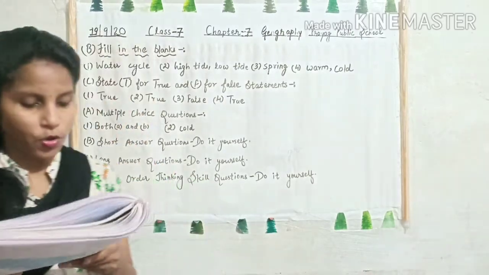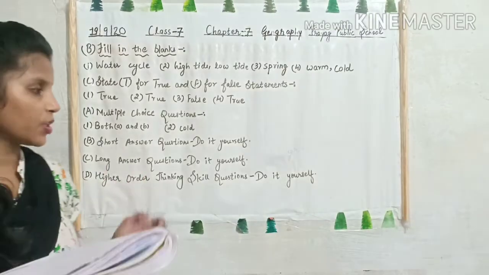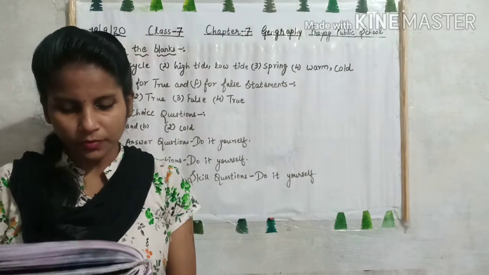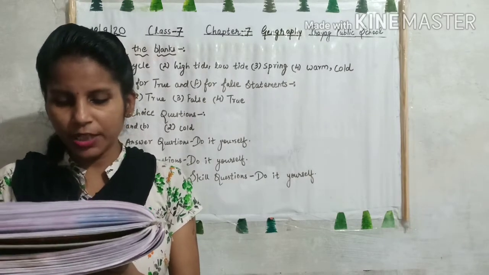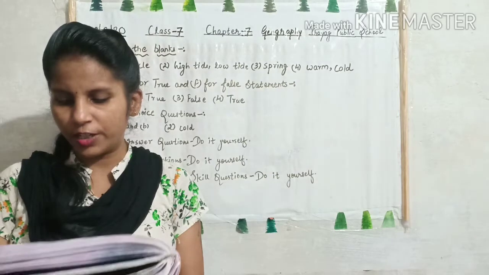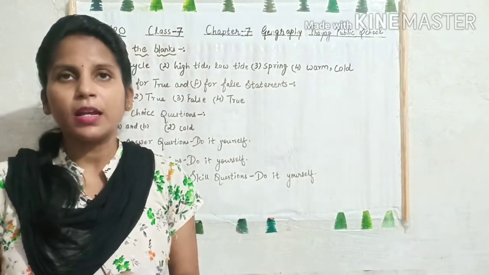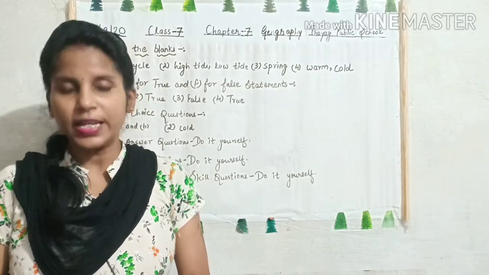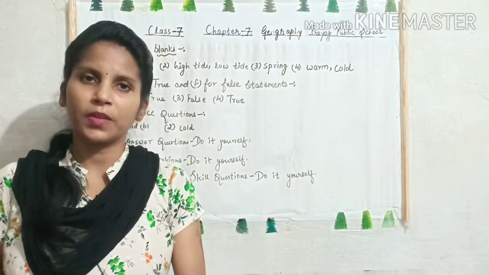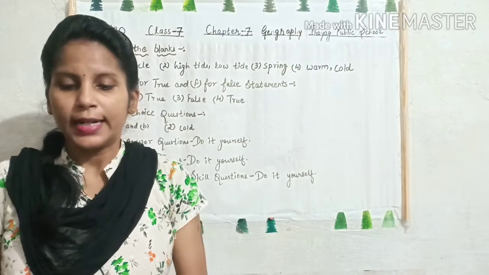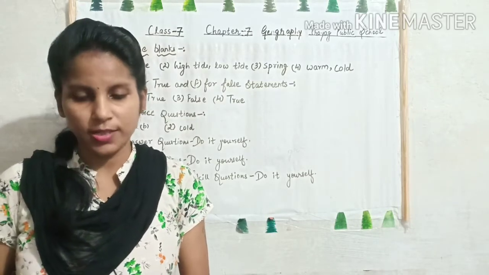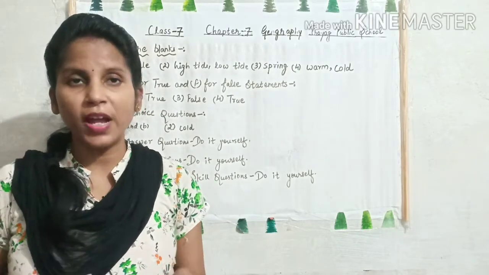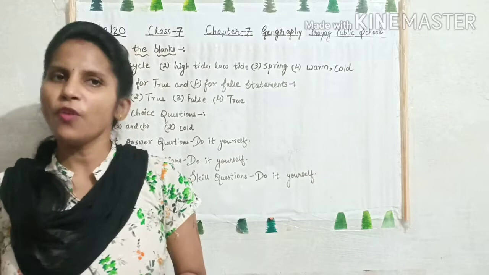Okay. Now question C, that is long answer questions. You have to do by yourself. Okay. First one, write a short note on salinity of the oceans and reason for the variation in salinity levels. It is given on page number 155 under the heading of salinity of oceans. Okay. Now question number 2, discuss the importance of oceans. This answer you will get on page number 155 under the heading of importance of oceans.